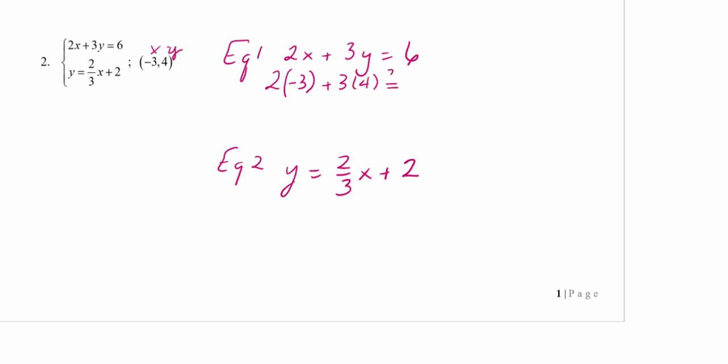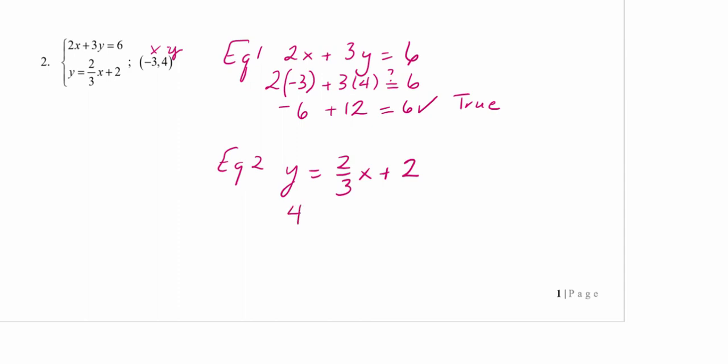And we're going to see if we get the 6 that's on the right hand side. So here we get -6 plus 12, and that does equal 6. So our ordered pair does satisfy our first equation. Now let's see about the second one.